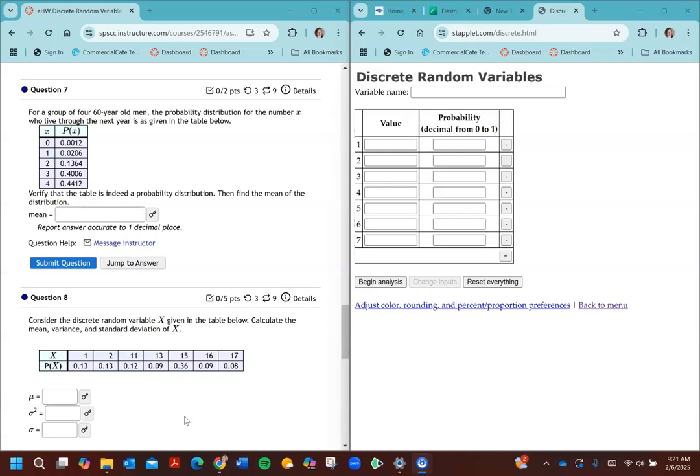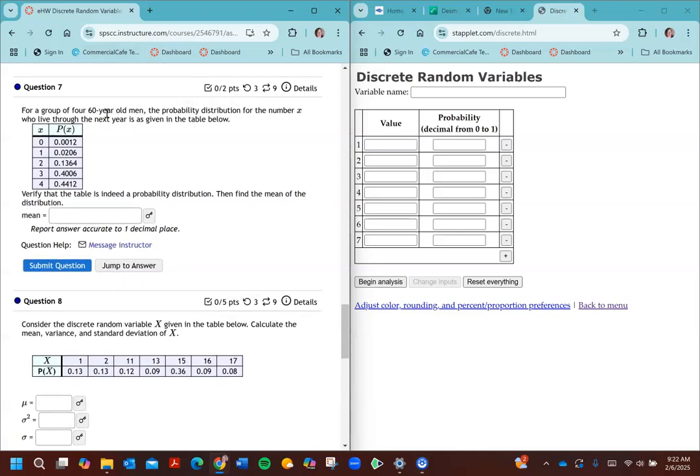In this video, I'm going to go through a couple of homework problems in My Open Math, and I'm going to use Stapplet to find the mean of a probability distribution, and then also for standard deviation, there's a problem to find that.